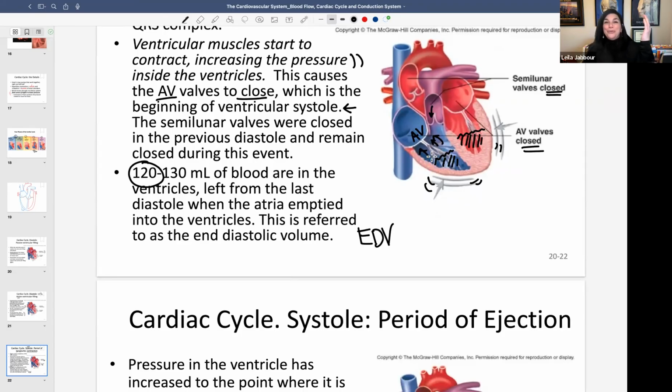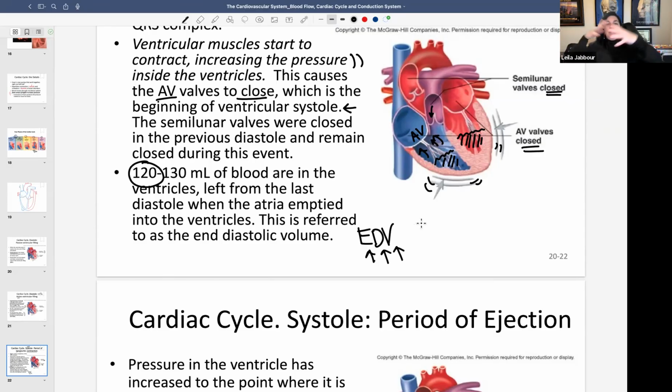All the doors are closed. There's no changing your mind. This is it. You're here in the ventricles and you have, in general, 120 milliliters of blood in that ventricle ready to be ejected through the arteries. So that's what we call the end diastolic volume. It's the volume of blood at the end of diastole before the ventricles start contracting.